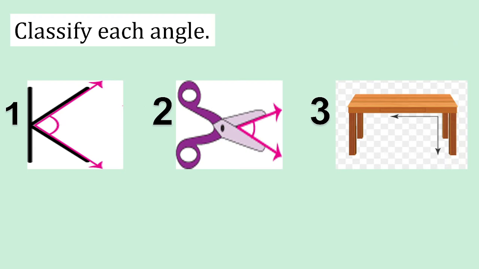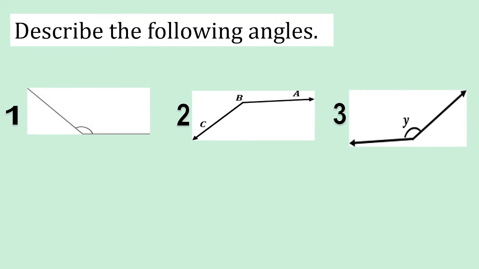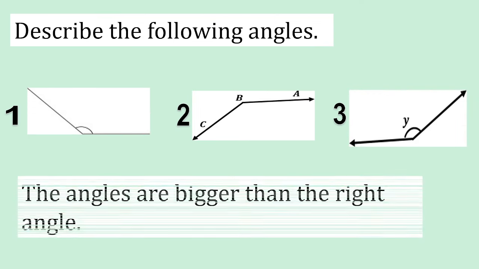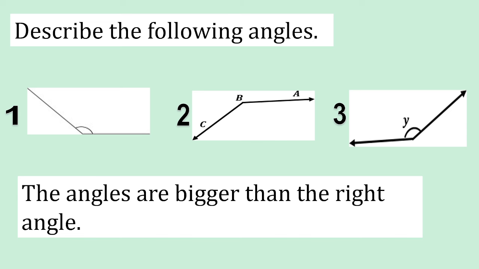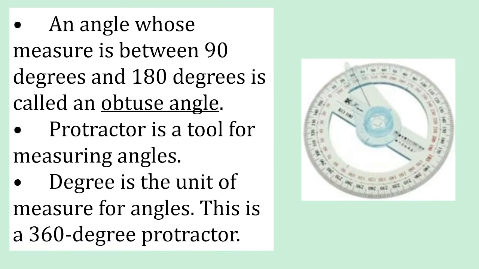Day 3. Classify each angle. Number 1, acute. Number 2, acute. And number 3, right. Describe the following angles. So the angles are bigger than the right angle. An angle whose measure is between 90 degrees and 180 degrees is called an obtuse angle. Protractor is a tool for measuring angles. Degree is the unit of measure for angles. This is a 360-degree protractor.